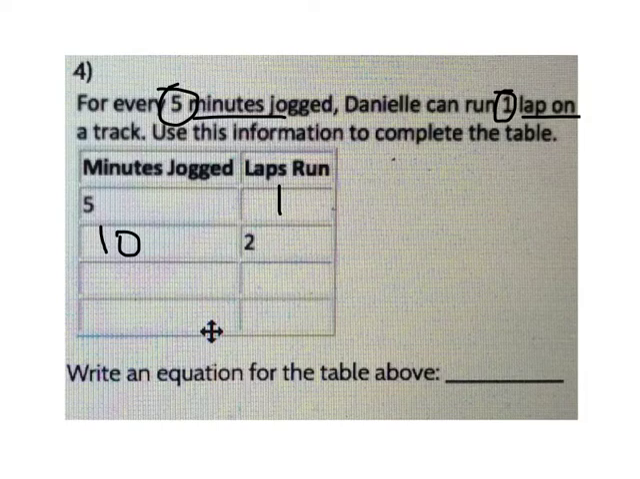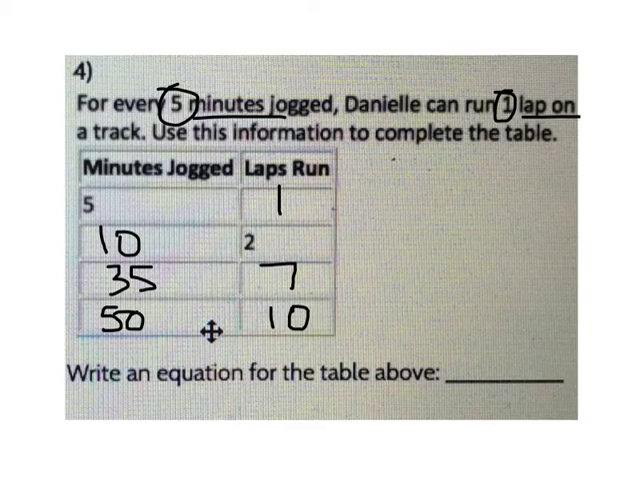I selected numbers that were not in order as far as counting my 5s all the way through. So I chose 35 and 50. If she's jogged for 35 minutes, she's made 7 laps, and after 50 minutes, she has made 10 laps. Using this information, I can write an equation. Now, it doesn't give me a variable, so I know that I'm going to use x for my independent variable and y for my dependent variable. What's the equation that represents this relationship?